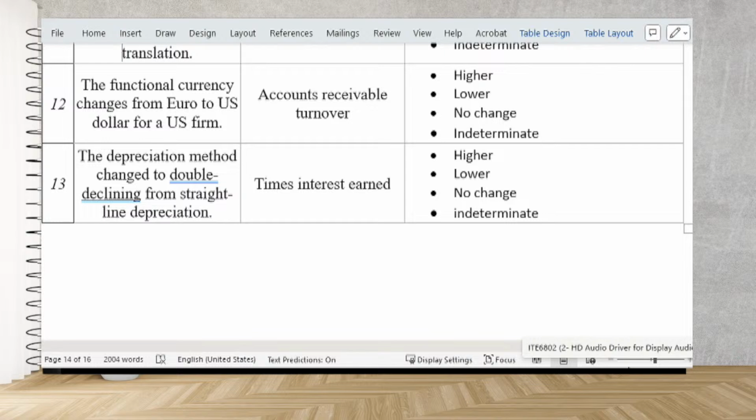So it's double declining. So it's decreased. The method changed from straight line to double declining. In the straight line method, we charge less depreciation, so profit and EBIT are more. But now we have shifted to double declining, so profit is less. EBIT is in the numerator, and the interest is in the denominator. So the numerator decreases because we shifted to the double declining method, so that's why it is lower.